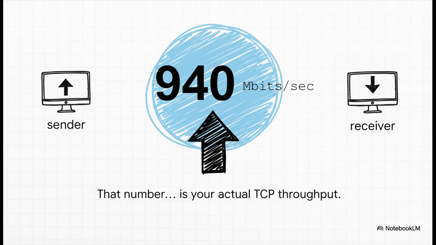So what are we looking at? The sender line tells you the average speed from the client's point of view. In our example, 940 megabits per second. The receiver line shows what the server actually got, which is almost always a tiny bit less. That tiny difference, that's the overhead we talked about. But that number, 940 megabits per second, that is your real TCP throughput.